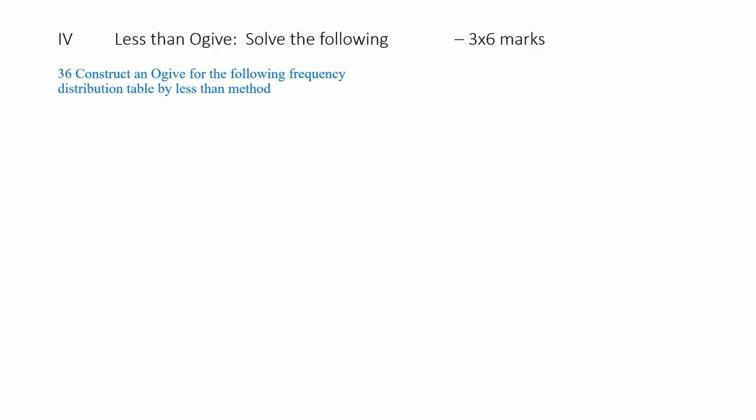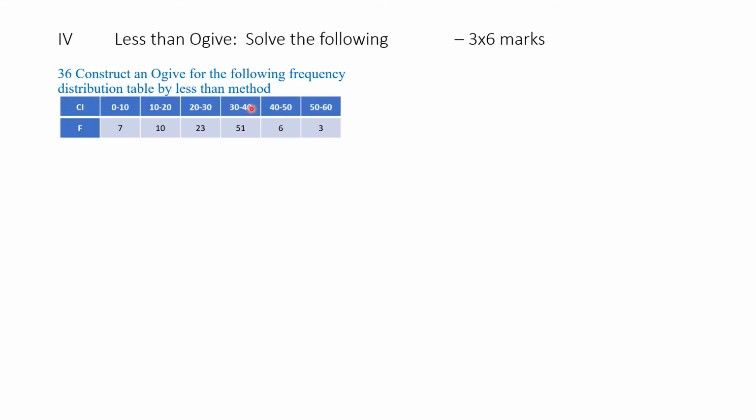Question number 36. Construct an ogive for the following frequency distribution table by less than method. Please note it is by the less than method. So, he has given the table: class intervals 0 to 10, 10 to 20, 20 to 30, 30 to 40, 40 to 50 and 50 to 60. Therefore, the frequencies are 7, 10, 23, 51, 6 and 3 as shown in the figure.